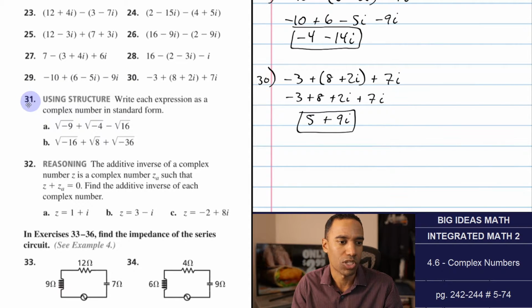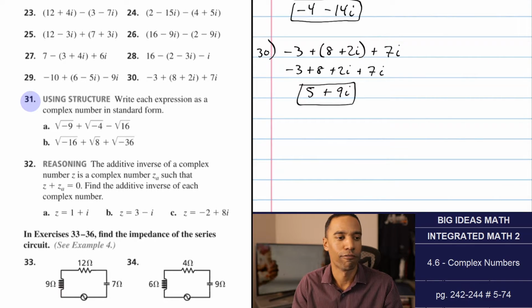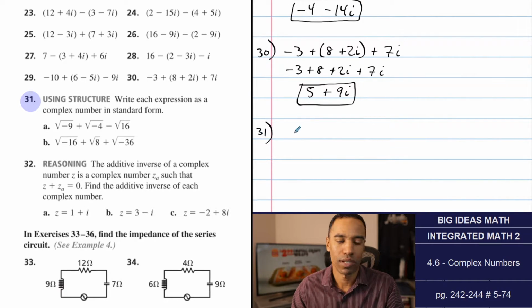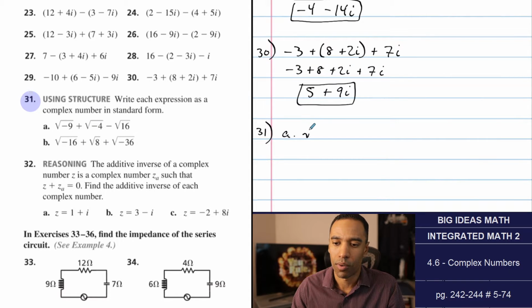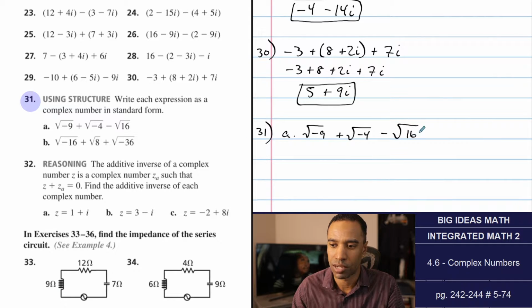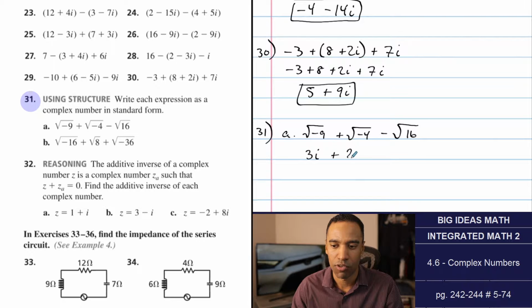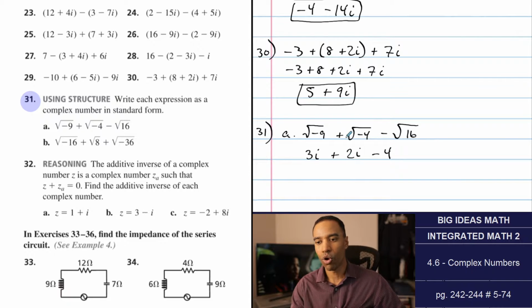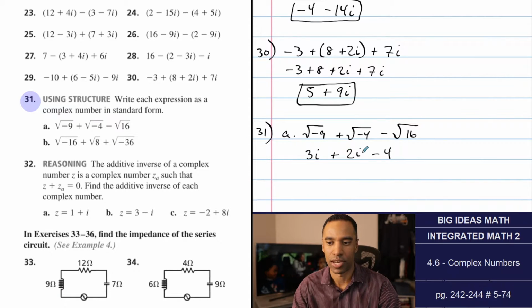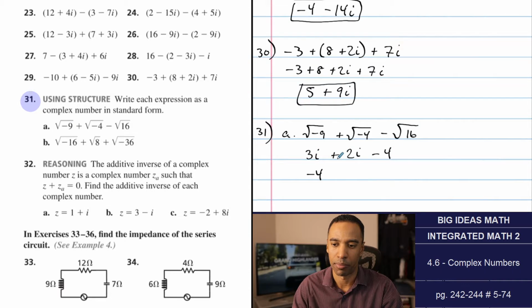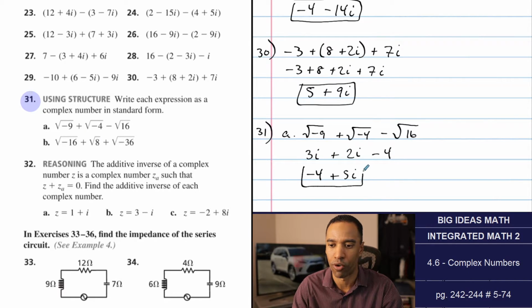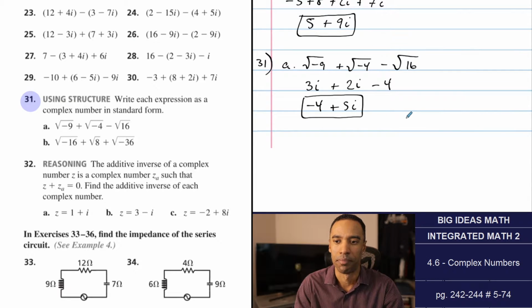Okay, using structure, write each expression as a complex number in standard form. So on number 31, part A: square root of negative 9 plus square root of negative 4 minus square root of 16. Let's translate these by changing them to their new version. This is 3i, and this is 2i. And remember, it's a positive number, 3i plus 2i there. And then this is 4. We're going to subtract 4. Hopefully that simplification stuff we practiced earlier makes sense now. I'm going to write the negative 4 first as the real number. 3i plus 2i is 5i. There's your standard form of that complex number.